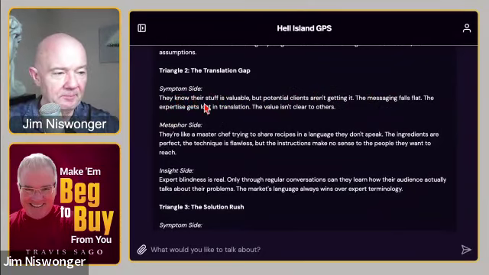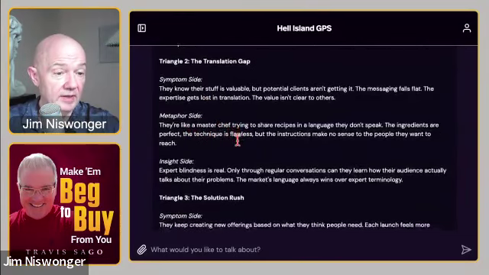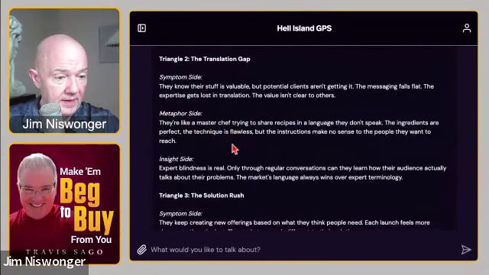And then, like a master chef trying to share recipes in a language they don't speak. Ingredients are perfect, technique is flawless, but the instructions make no sense. So I like that metaphor. And then, expert blindness is real.